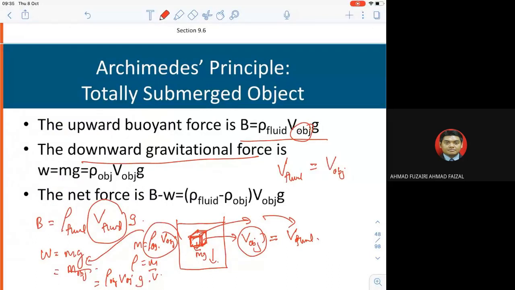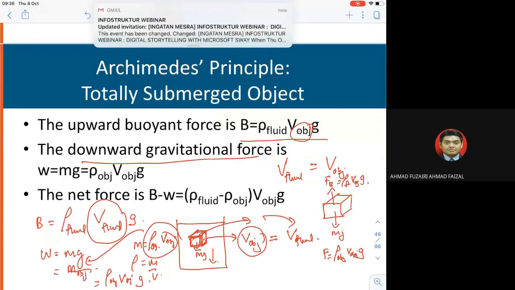So the net force: when we have a cube inside the fluid, definitely it will have mg pulling in the downward gravitational force, and we also have FB. FB is given by rho of the fluid, V of the object, times g. And the gravitational force is given by rho of the object, V of the object, times g.